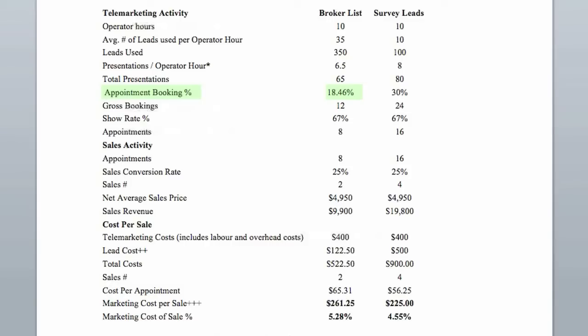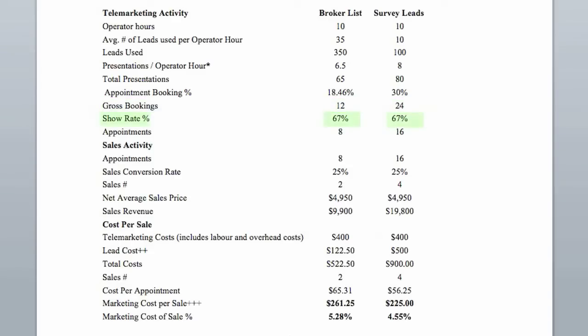When you look at the appointment booking percentage, you're looking at 18.46% on broker leads compared to 30%. So why is 30% higher? Again, because you've got a previous survey lead, you're talking to qualified people, so they're expecting the call, they know who you are, they have some interest already. So the booking rates or the closing rates are likely to be much higher. So when you look at this example, you'll see that the bookings in terms of sales appointments are double for the survey leads based on the quality of the lead compared to a broker's list.